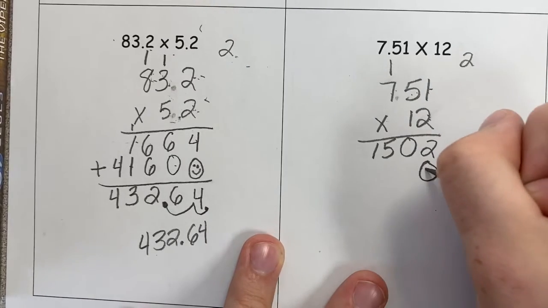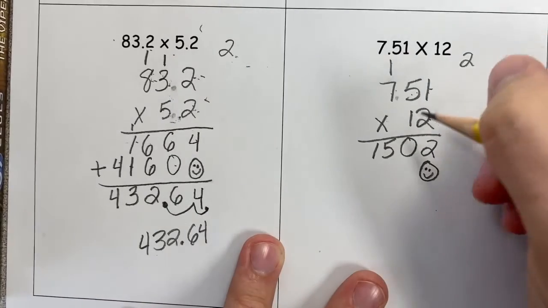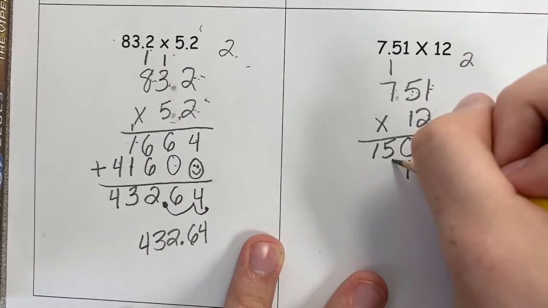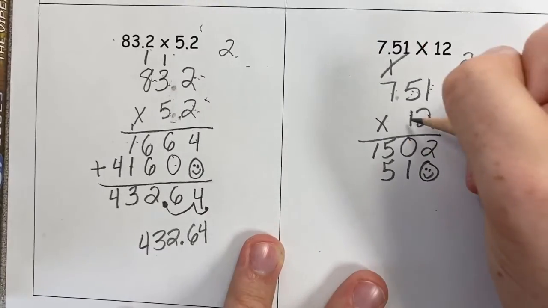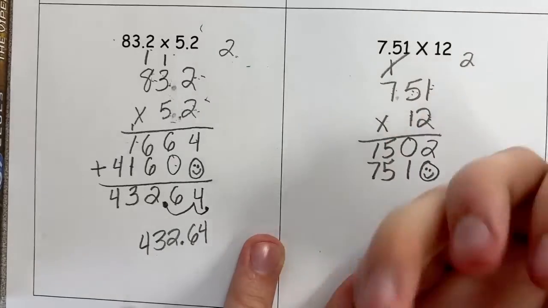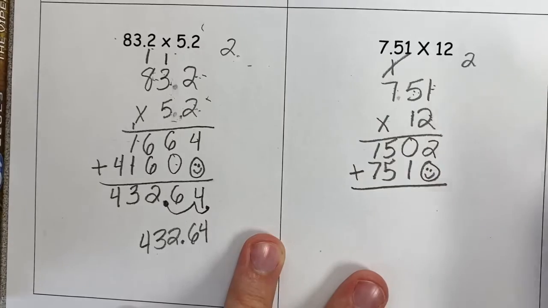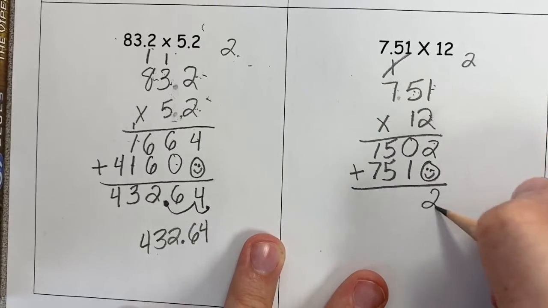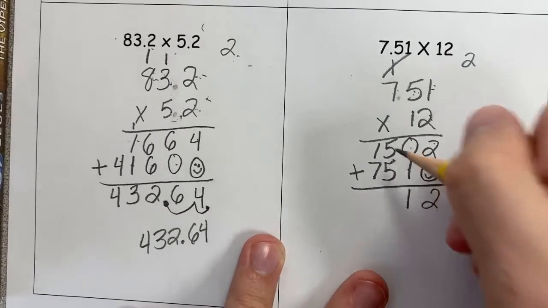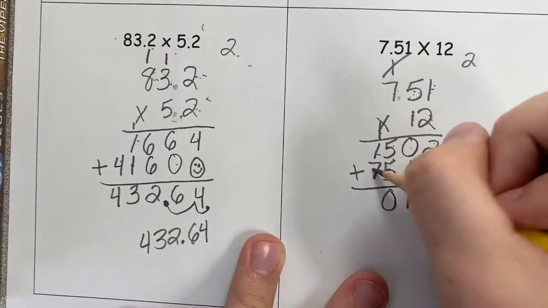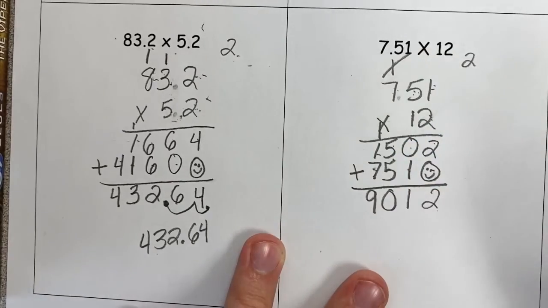Okay, then I'm going to do my placeholder 0, or Smiling Joe. 1 times 1 is 1. 1 times 5 is 5. And 1 times 7 is 7. Good, and then all I do now is add them together. 2 plus 0 is 2. 0 plus 1 is 1. 5 plus 5 is 10. And 1 plus 1 plus 7 is 9.